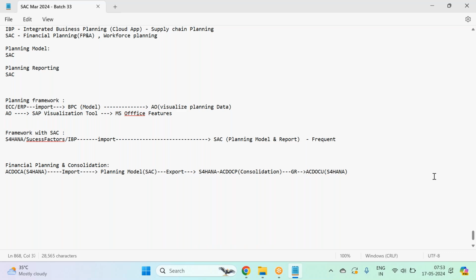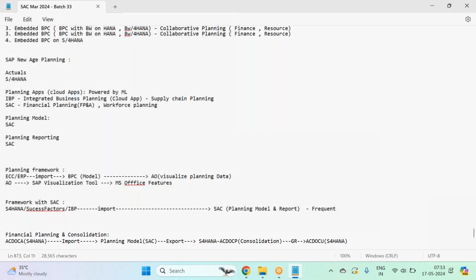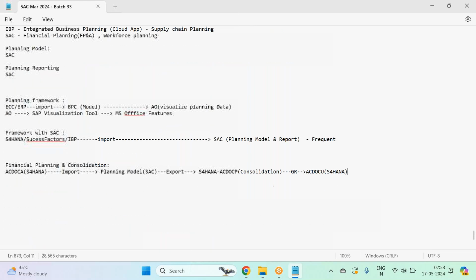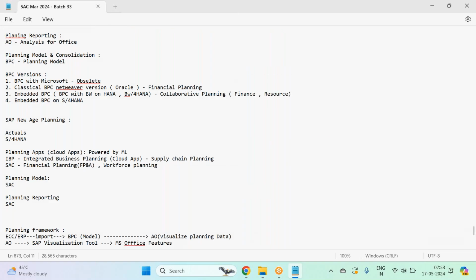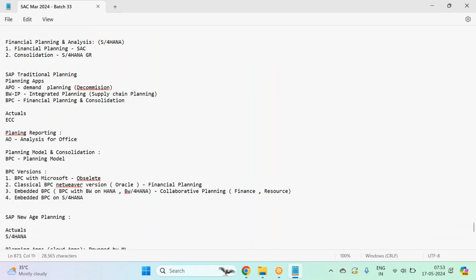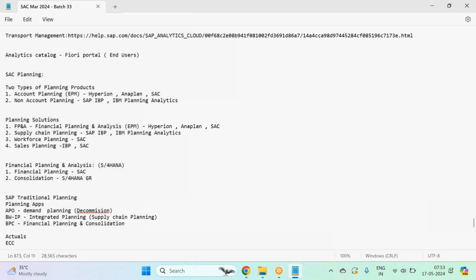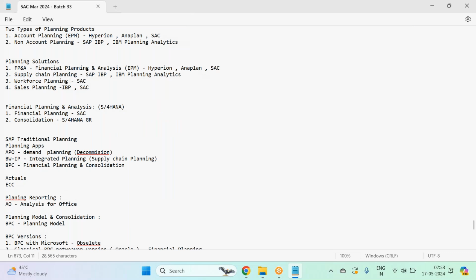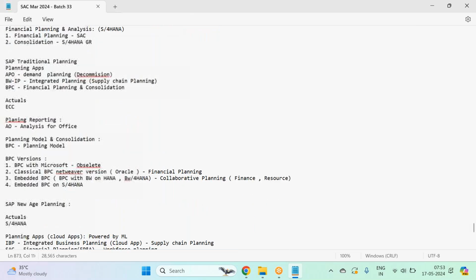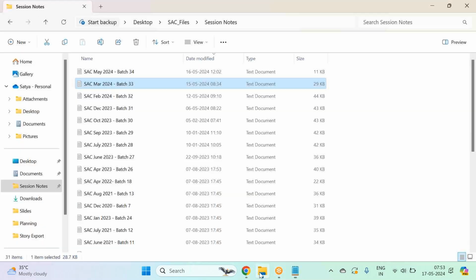I'll give a quick overview of the consolidation process also, once your planning is completed. Now you understood the old planning solutions and the new age planning applications, and how the frameworks change with SAP Analytics Cloud. Clear, guys? What are the different types of planning we have, the old and new planning solutions? Any questions, anyone here?